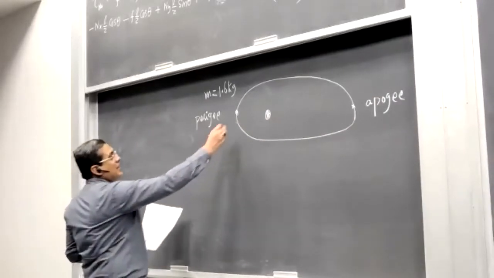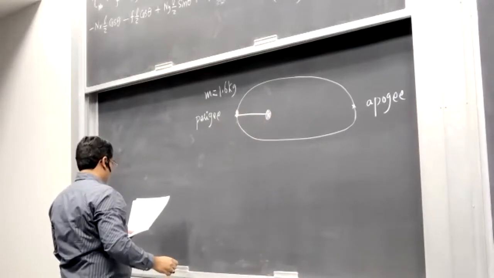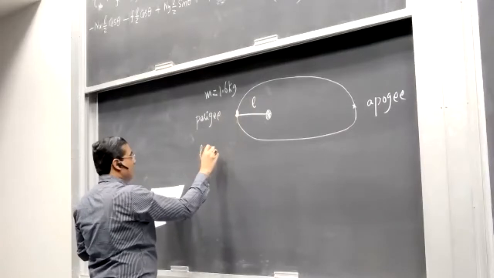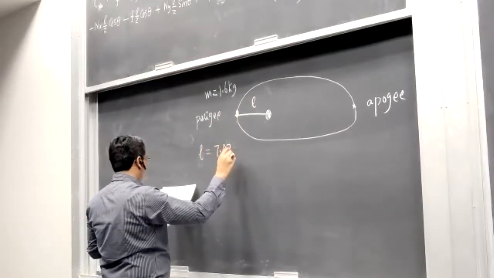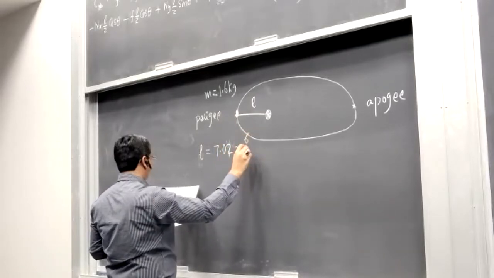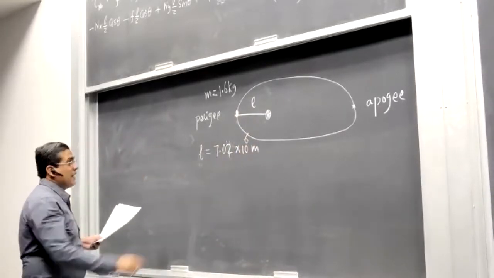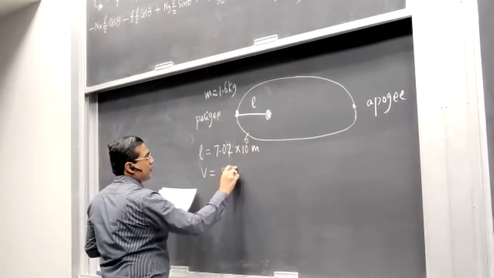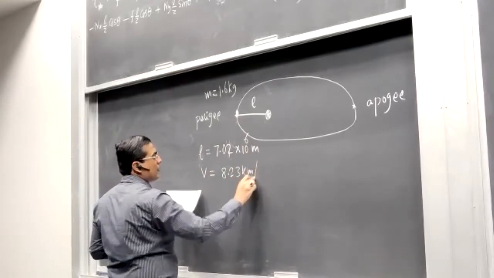Okay, and now satellite at this point, at shortest distance from Earth, we are given this distance, we are given L. Okay, and this L is 7.2 times 10 to the power 6 meters. Okay, and at this point its speed is 8.3 kilometers per second.